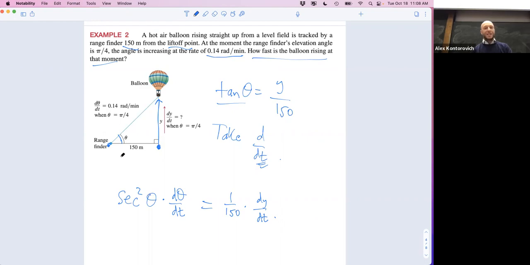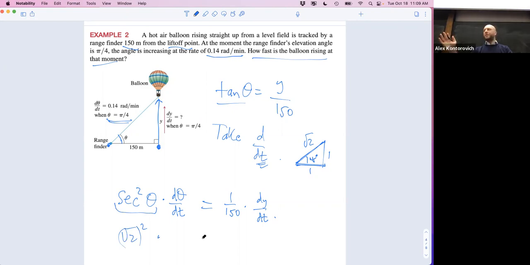Okay, now we need to know what is secant squared of pi over 4 when the angle is pi over 4. Pi over 4 is a 45, 45, 90 triangle. So how do we want to do this? 1, 1, root 2. Okay, you like 1, 1, root 2. Some people often want the hypotenuse to be 1, and then there's 1 over root 2 and 1 over root 2. Okay, so that's our 45 degree angle. And so cosine of 45 degrees is 1 over root 2. So secant is root 2, and secant squared, root 2 squared, is just 2. Everybody see that?